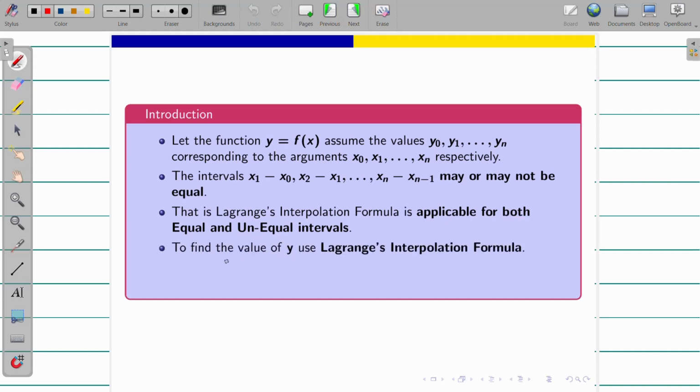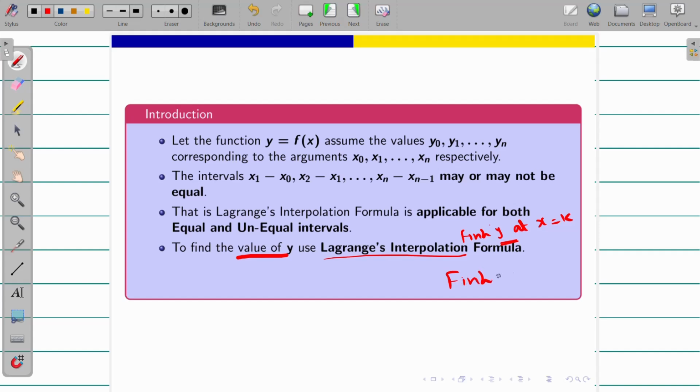One important clue is here. If you want to find the value, I'm giving x, find y at x equal to some k. If you want to find y, we're going to use Lagrange's interpolation formula.